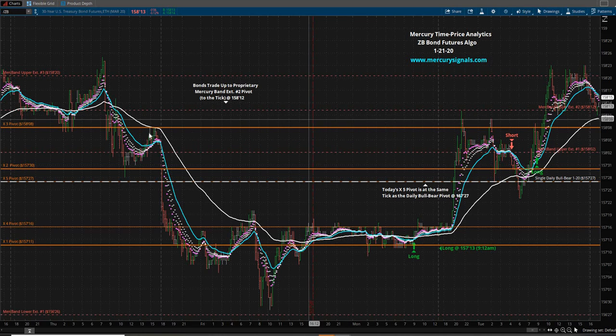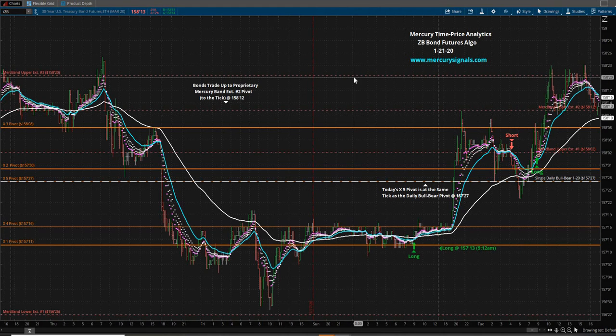I want you to take notice of this extension right here. Where did it stop? To the tick. When bonds came down, where did it stop? To the tick at the single daily bull bear pivot. Then it went back up literally to the tick again at the X3 pivot. And then it went up and stopped within a couple of ticks of the upper extension number 3.